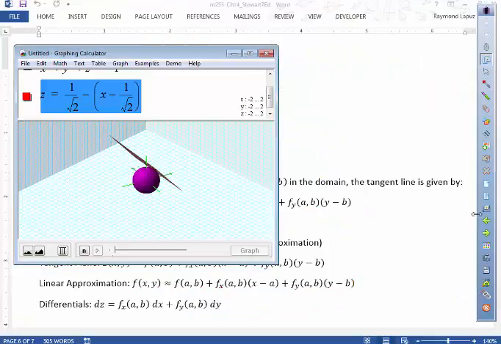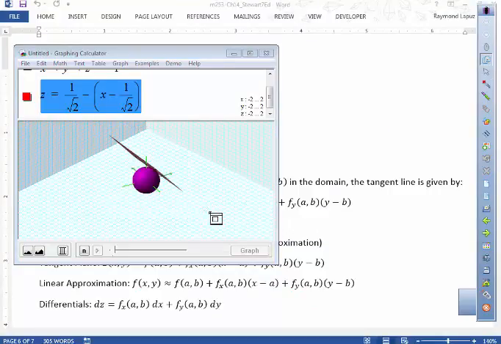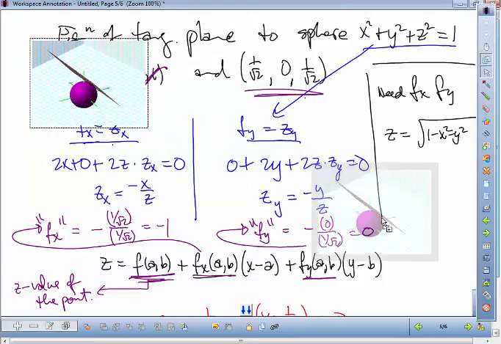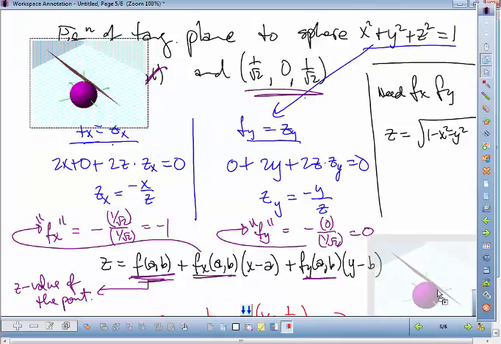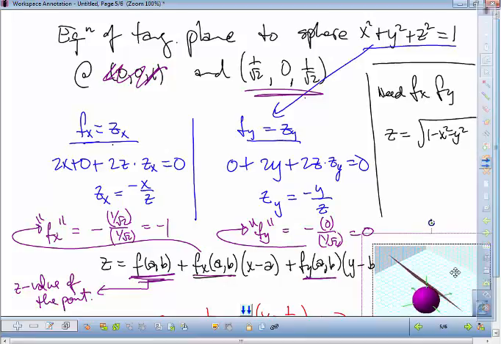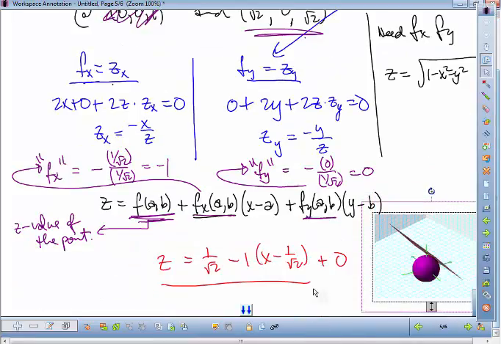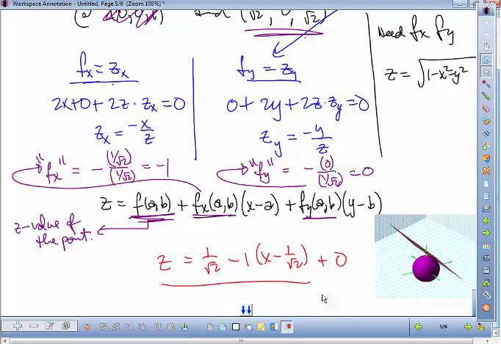Take a picture. Effectively, you're integrating, aren't you? No? No, I don't think so.